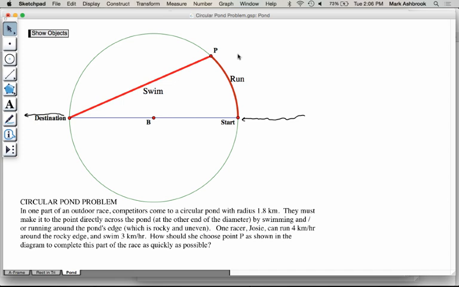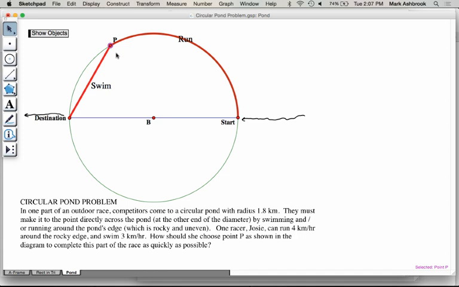So she's got choices here. When she comes here, she could just swim the whole way. Or she could run a little bit, get a little bit closer, and then swim from there, which would be less swimming. Or she could mostly run and then dive in at the end and swim to the other side. So what we see is lots of possibilities here.